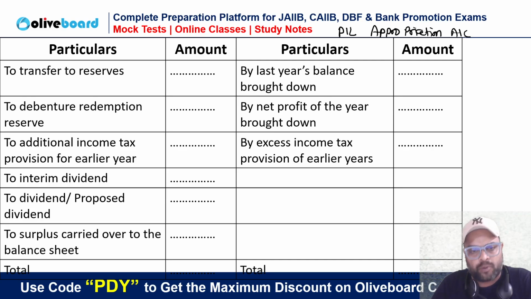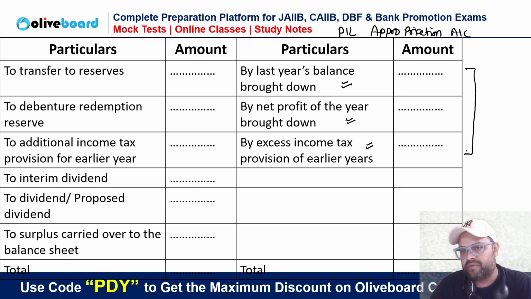The profit and loss appropriation account shows us the distribution of the profit. So whatever we have earned in previous years, whatever we have earned in the current year, and whatever refund we have got from the income tax department, this is the total amount available to us for distribution as profit. We will write that on the credit side.